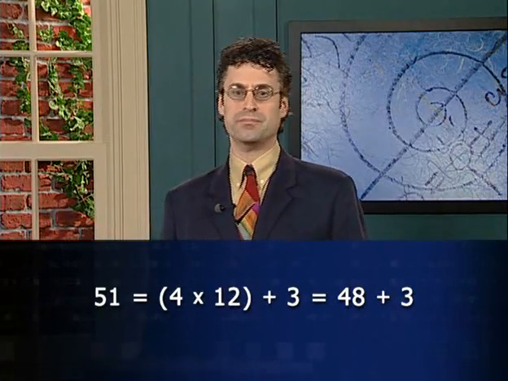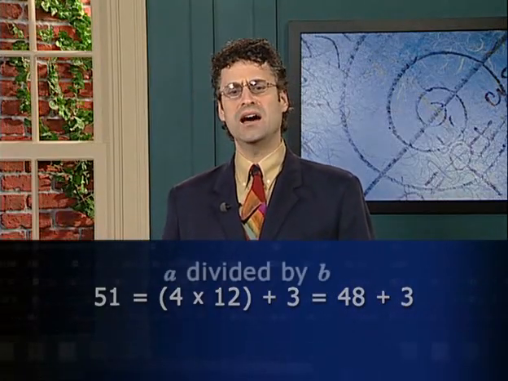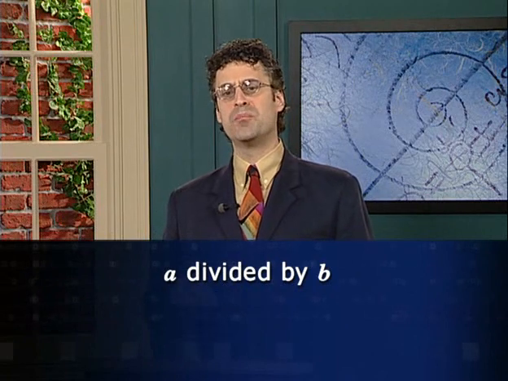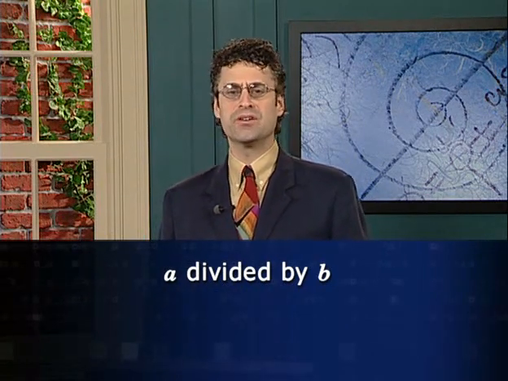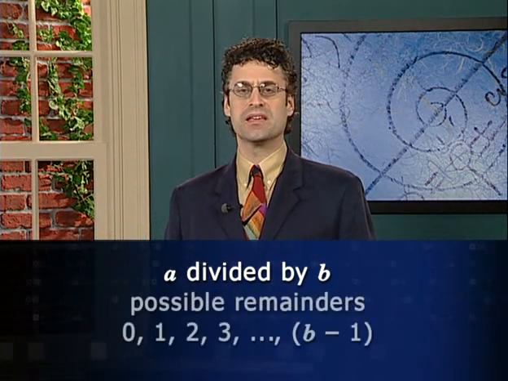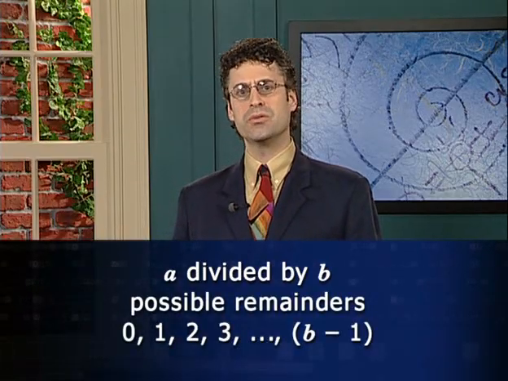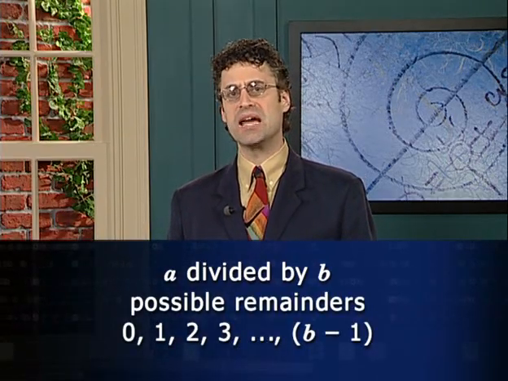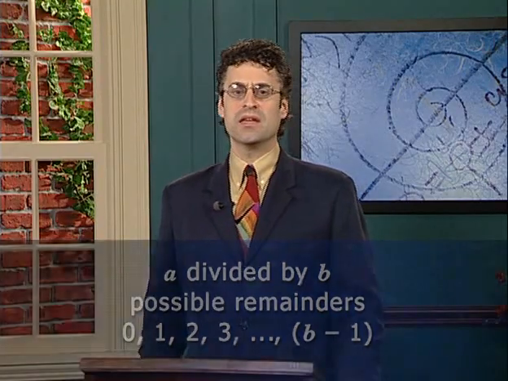If we divide a number a by a number b, then the remainder will be a number from the list 0, 1, 2, 3 out to b minus 1. The remainder actually will equal 0 precisely when b divides evenly into a. In other words, when b is a factor of a.